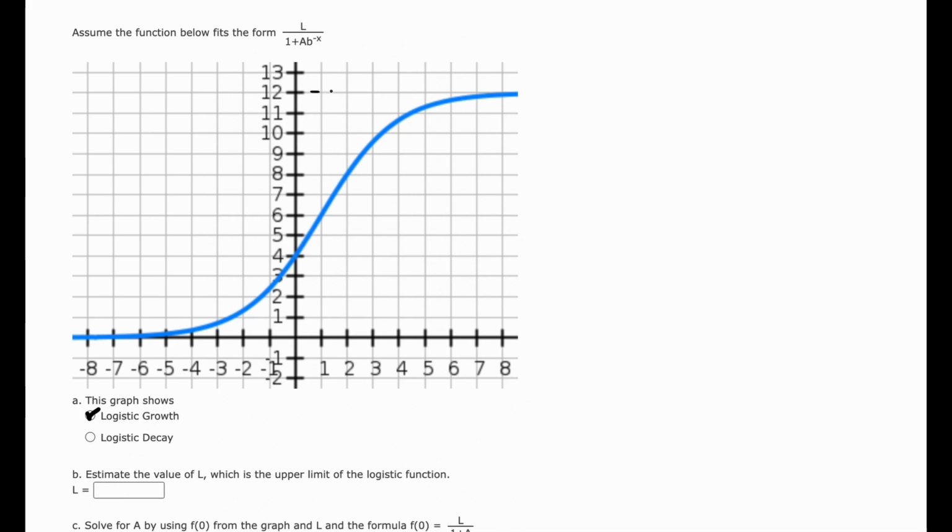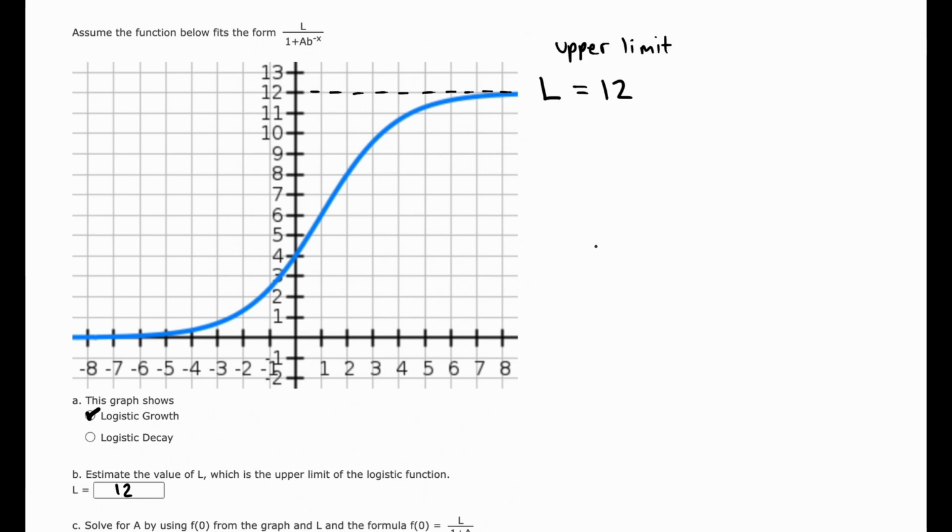Now that maximum value for this graph appears to be around 12. This is where the plateau is leveling off. And the logistic function won't go beyond 12. It's often called an upper limit or a carrying capacity. That value of 12 has the letter L. It's the upper limit of the logistic function. And so that answers the first question of what is the value of the upper limit of the function: 12.